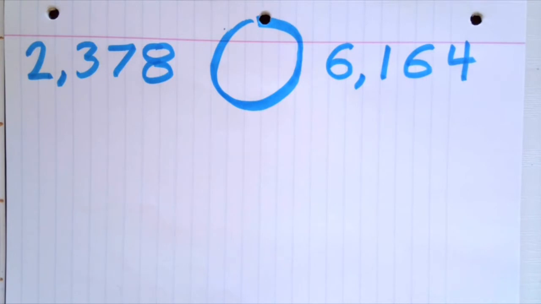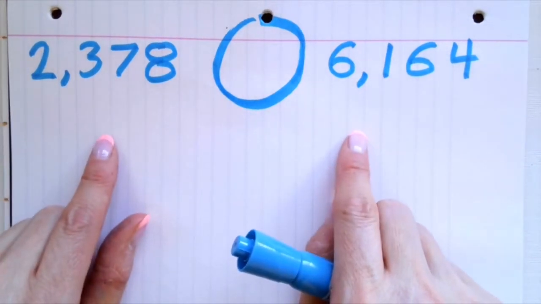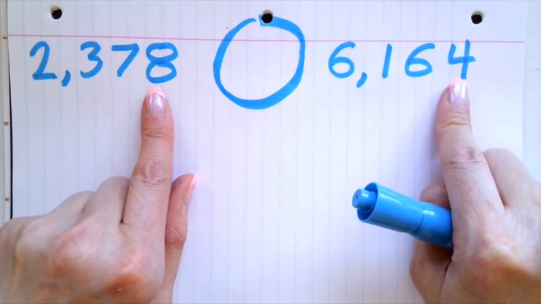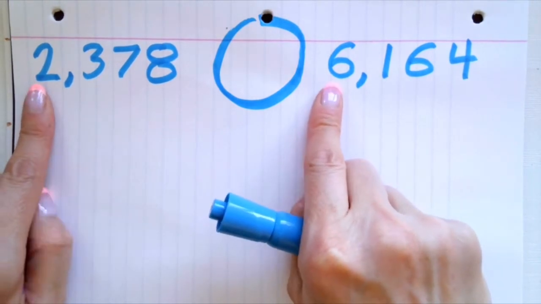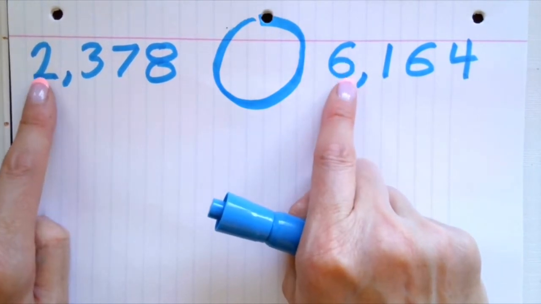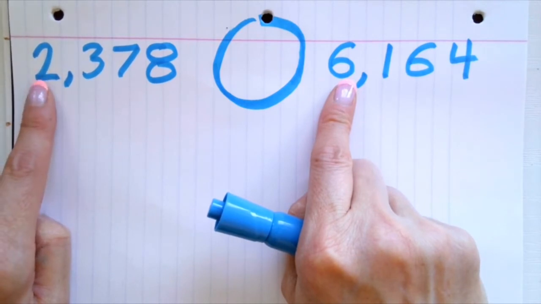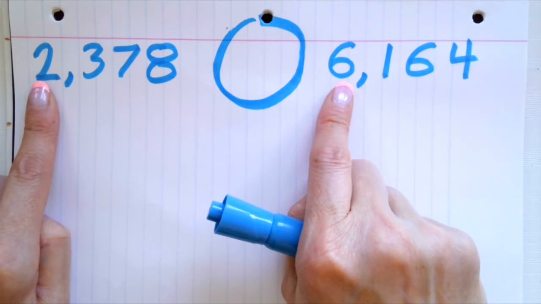What do we look at in order to determine which number is bigger? Do you remember? Which place value do we look at first? Do we look at the ones first? No, we look at the biggest place value first. And these two digits are different. This digit is a 2, and this digit is a 6.